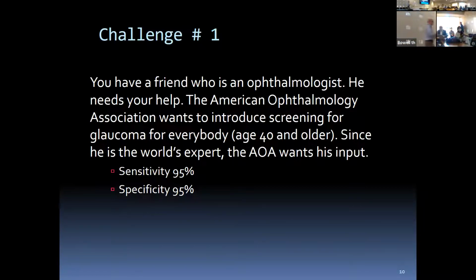How would you approach this? I'm making a grid here real quick. Where do the labels go? The pressure test on the left, and glaucoma on the top. Plus, minus, excellent. All right, and then what? We know our sensitivity is 95%. Where do I put this? We can say the total in the bottom is 100, so we can say 95.